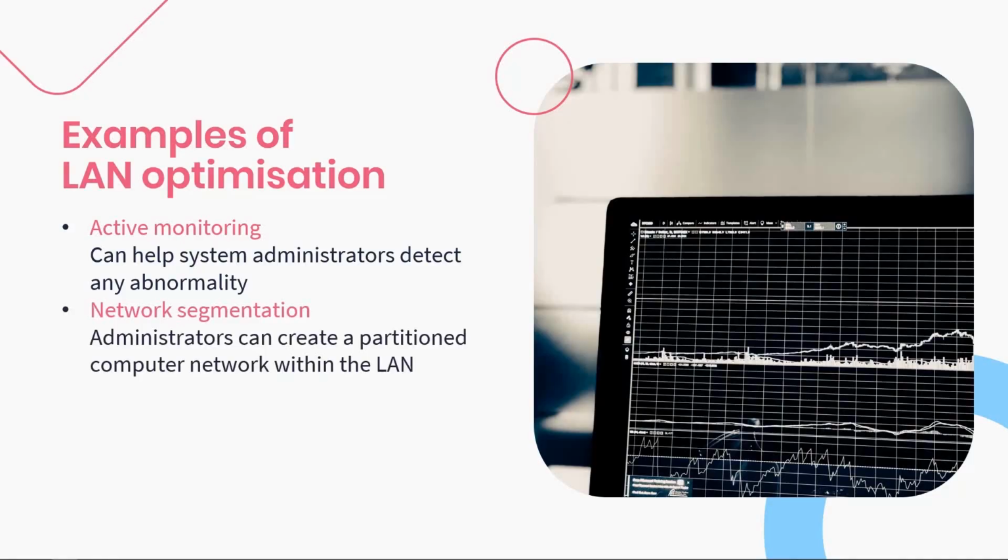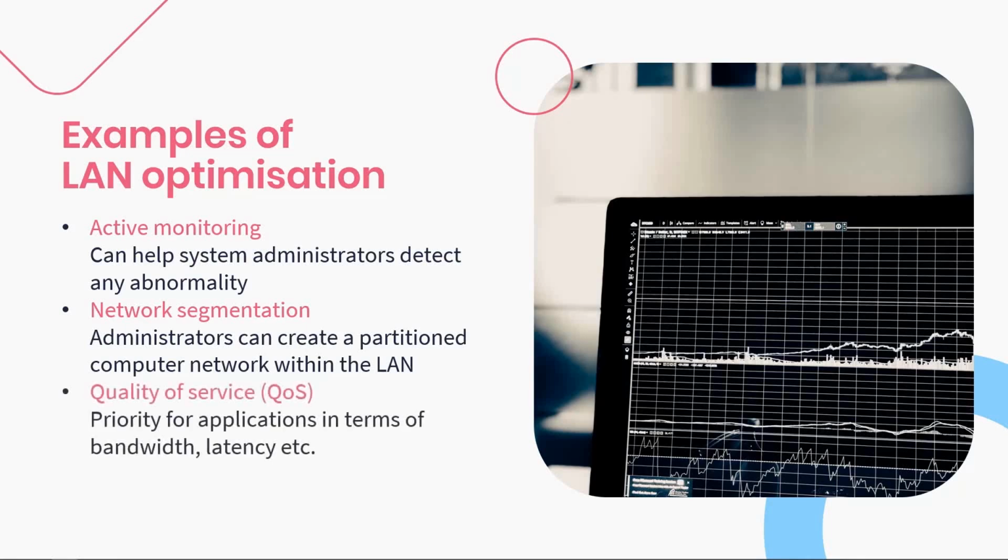Network segmentation. On the switches, system administrators can implement VLAN, Virtual Local Area Network, to segment any broadcast traffic. In other words, to create a partitioned computer network within the LAN. Implementing quality of service, QoS. The ability of dependably running high-priority applications and traffic under limited network capacity means that network engineers can give priority to some applications in terms of bandwidth, latency, etc.